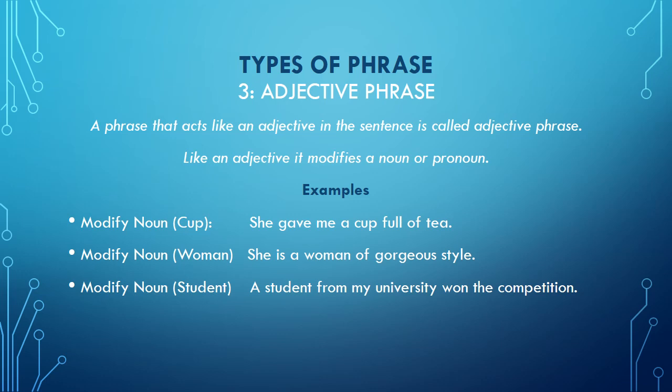And the next example is a sentence from my university: a student from my university won the competition. Here it modifies the noun student. So an adjective phrase modifies, meaning it adds to the meaning of. So an adjective phrase modifies a noun or pronoun.